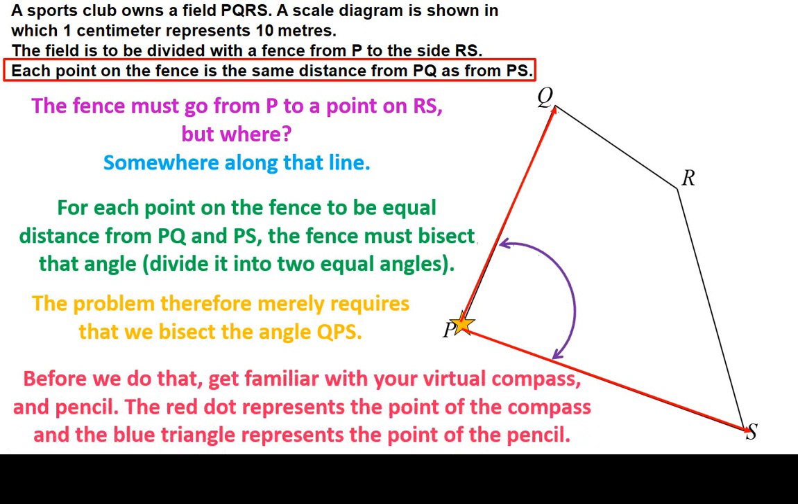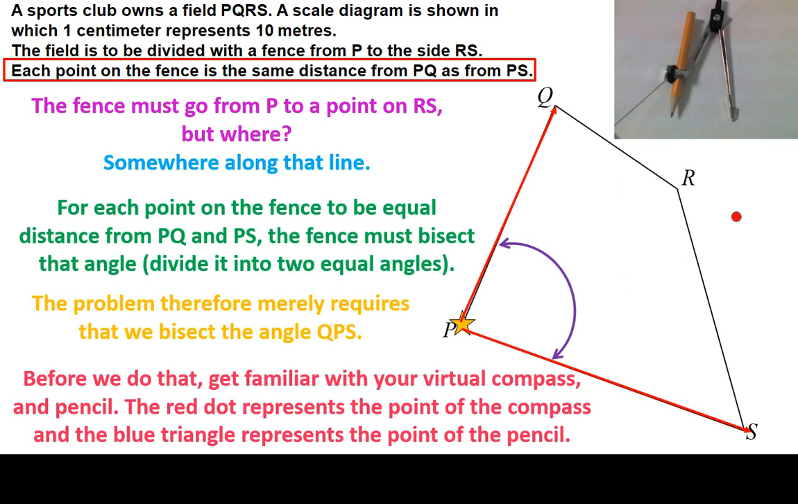Before we do that, get familiar with your virtual compass and pencil. The red dot represents the point of the compass and the blue triangle represents the point of the pencil. There we have the pair of compass with the pencil fitted to it. The red dot is the point of the compass. The blue triangle is the point of the pencil. Let's go.